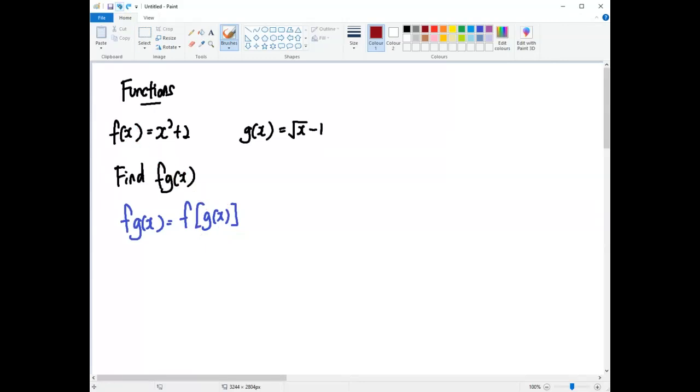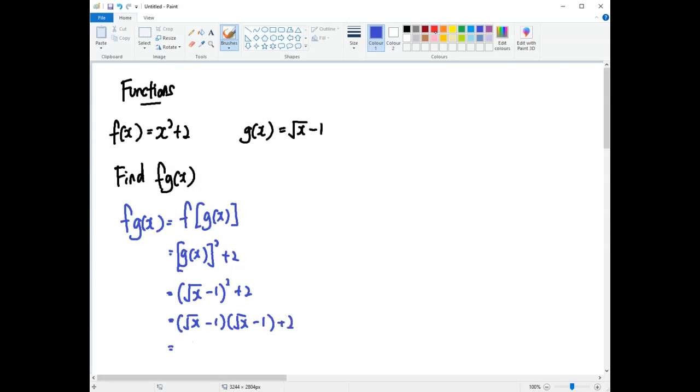My answer will be g(x) squared plus 2. What is my g(x)? My g(x) is the square root of x minus 1. You can leave your answer like this, or if you want to expand, no problem.